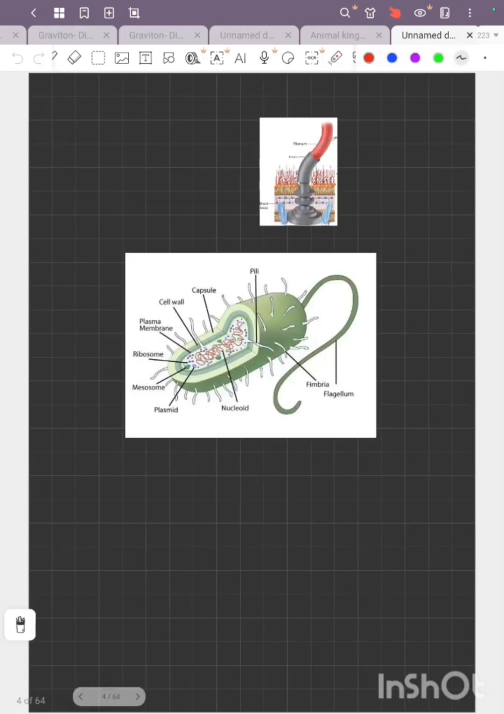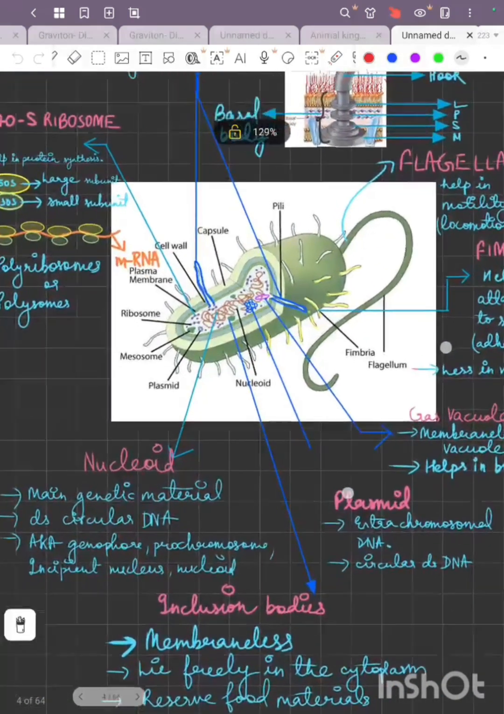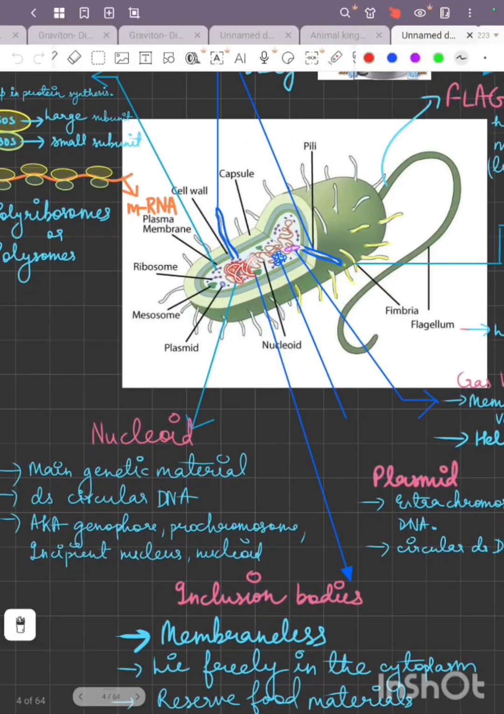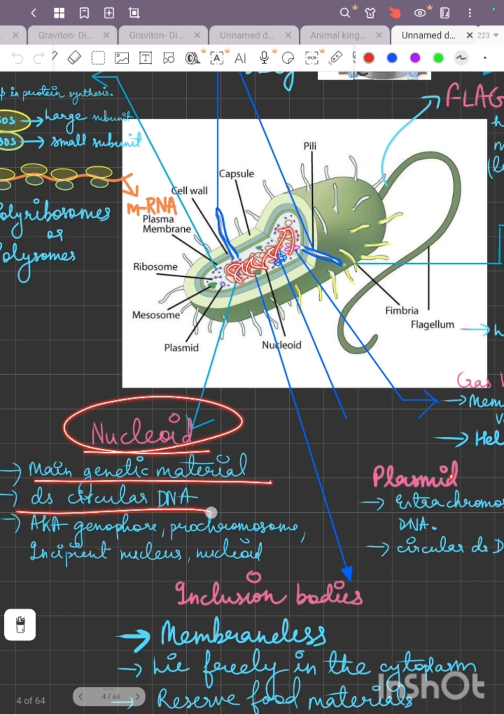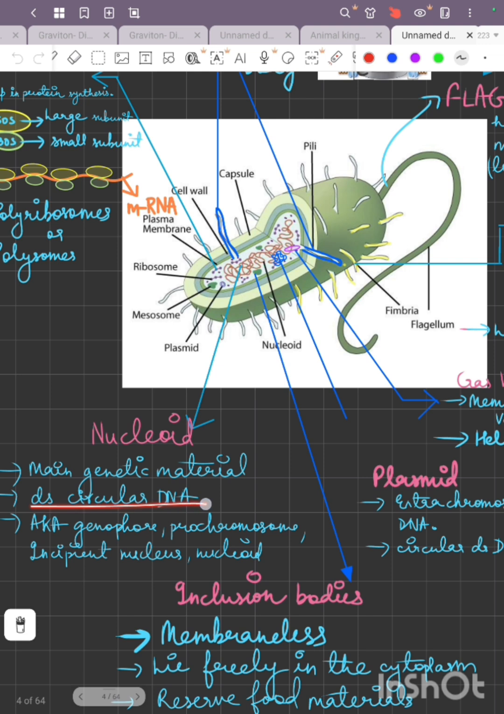Now moving on to the next one. Okay, now let's discuss the genetic material that you see right here. Now this genetic material of the prokaryotic cell or a bacteria is referred to as a nucleoid. Nucleoid is the main genetic material, which is double-stranded circular DNA. It has got multiple names. It is known as the genophore, it is known as prochromosome, it is known as incipient nucleus or nucleoid, right?